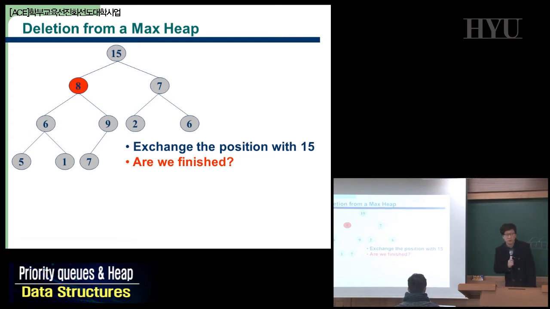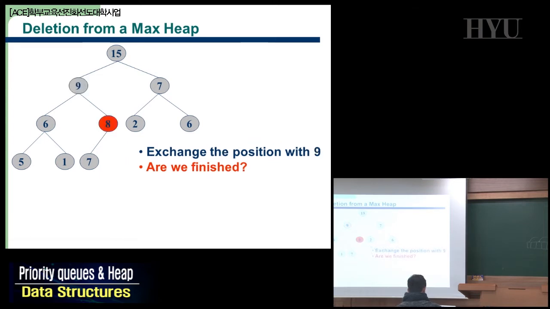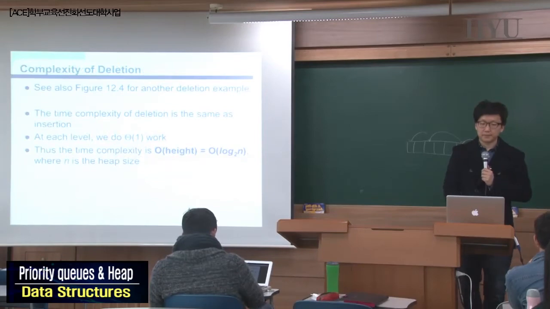At the same time, I'm also comparing with the ones below my level: 8, 9, 6. 9 is obviously bigger than 8, so I switch. Then 8 and 7: 7 is smaller than 8. Do I need to switch? No, I stop. Are we finished? Yes. This one didn't go down to the bottom layer, but in the big O definition, in the worst case you can go down the entire levels. So it's pretty much the same as the insertion complexity. Quite obvious.